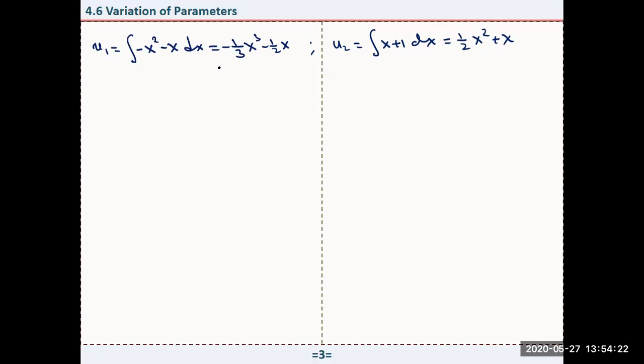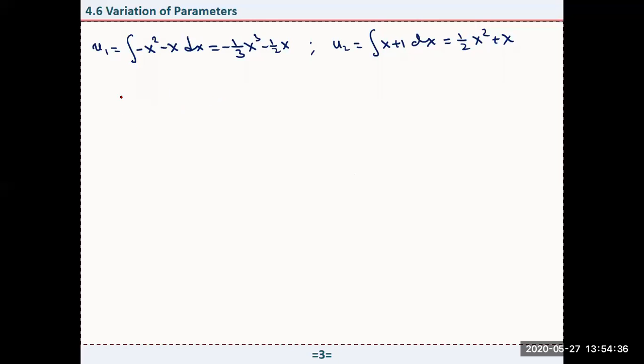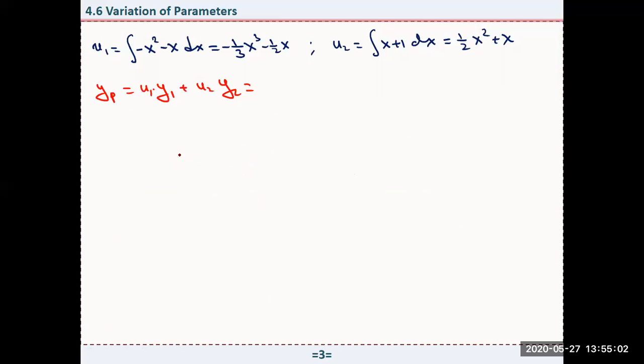So now we got u sub 1 and u sub 2, right? And we just erase this. I don't need it. Okay. So our particular solution, y particular, is u sub 1 y sub 1 plus u sub 2 y sub 2. And what is our u sub 1? y sub 1 is e to the power 2x. And y sub 2 is x times e to the power 2x.